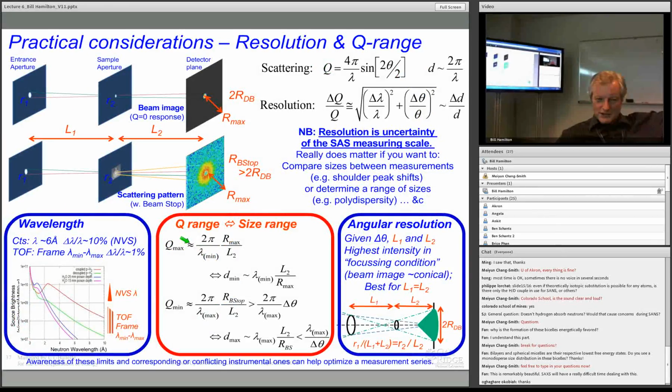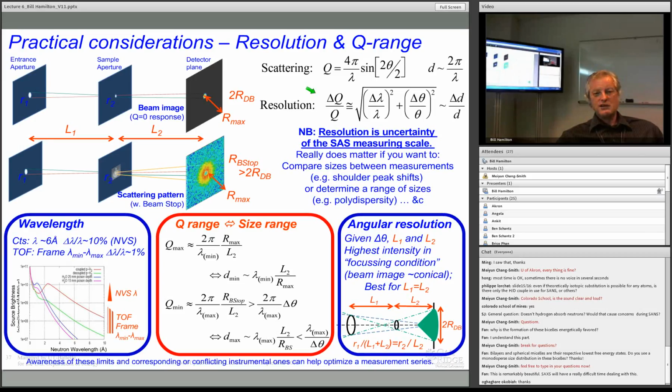And so, this comes to a bunch of practical considerations. And basically, these are the practical considerations which I'm not going to ask anybody to memorize. But you've got to ask yourself two things. Q range, which is basically saying what size ranges am I interested in. And I might have to set the instrument up more than one time. There's a limit how far I can go in one scattering setting. And resolution, which is basically how accurate the measurement I'm doing is.